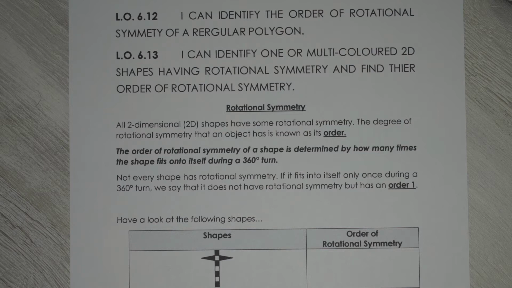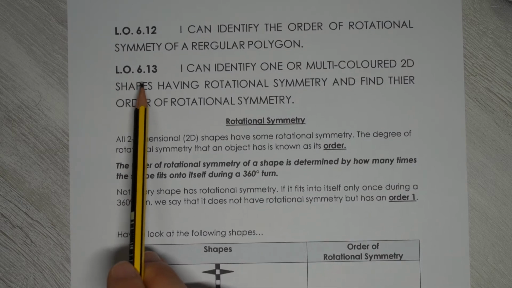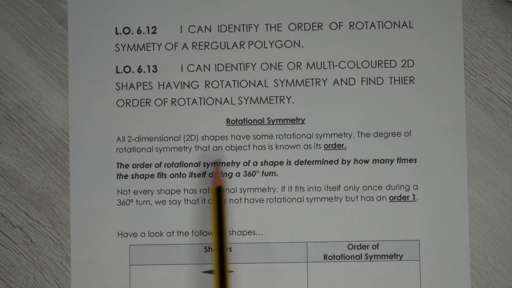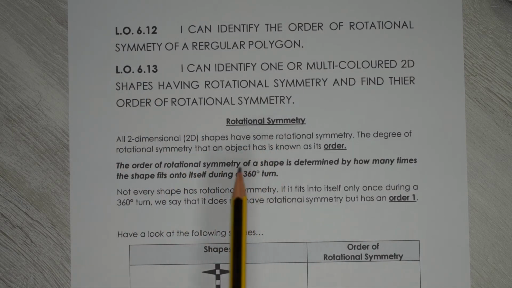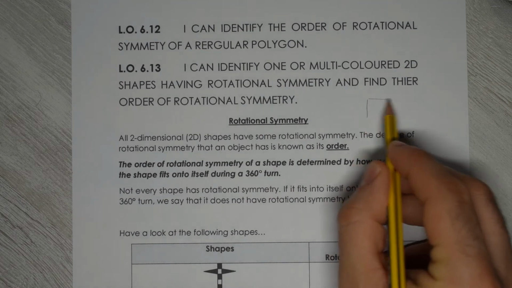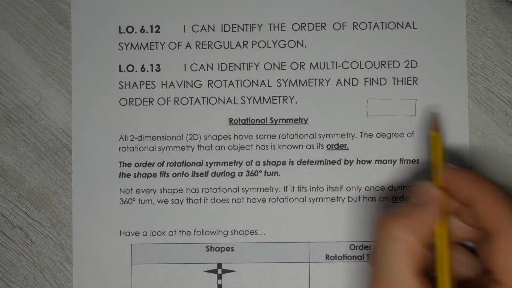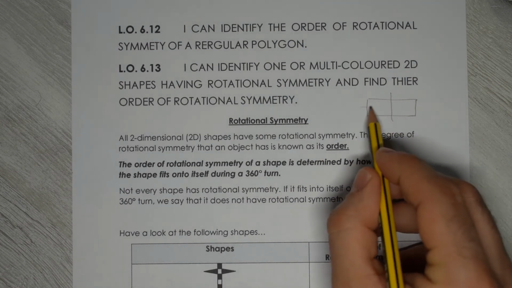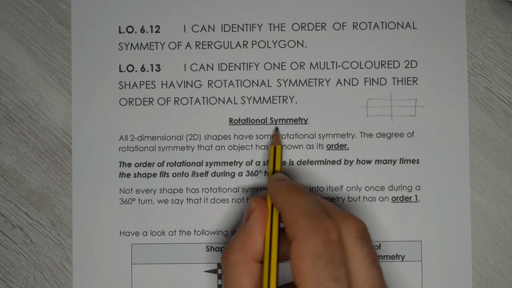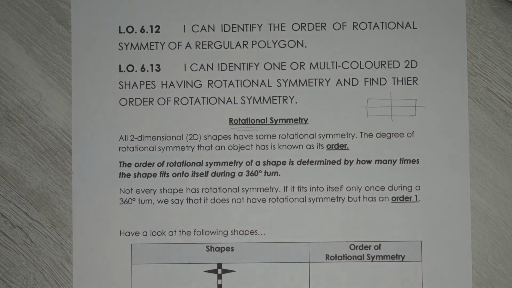Today we're going to cover learning outcome 6.12 and 6.13. These are on rotational symmetry. Apart from reflective symmetry that you all know, for example if we have a rectangle, the reflective symmetry has two lines of symmetry. This type of symmetry is rotational symmetry.